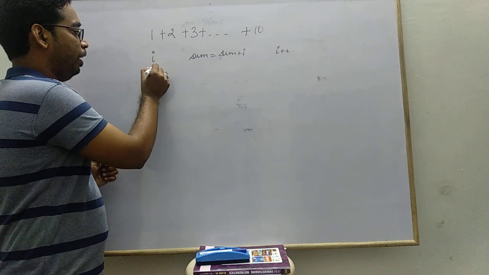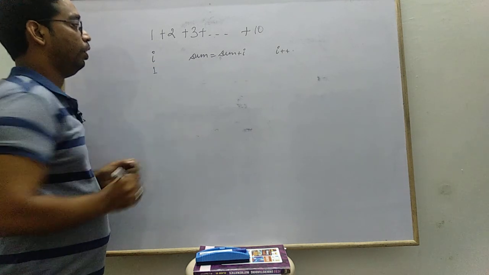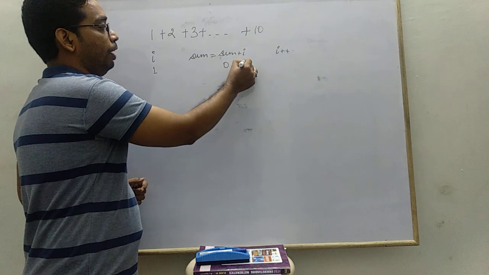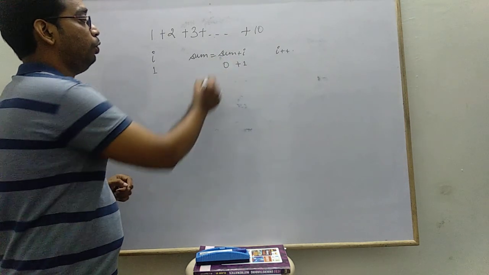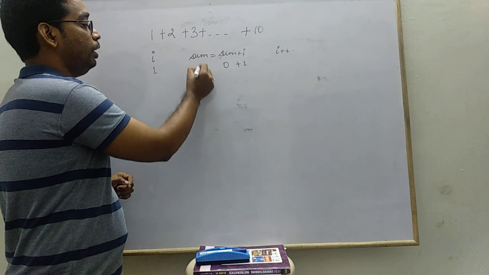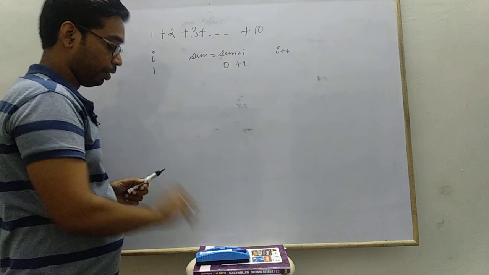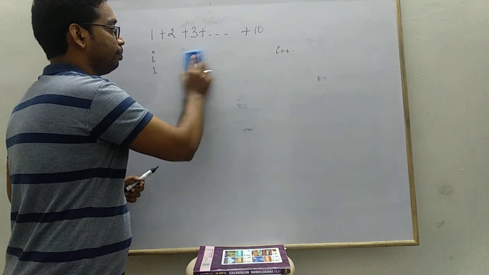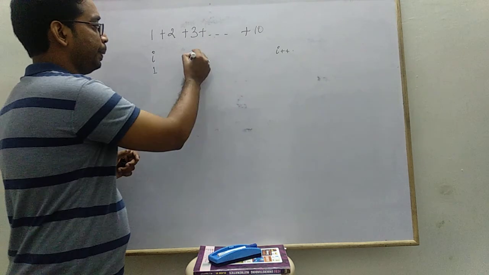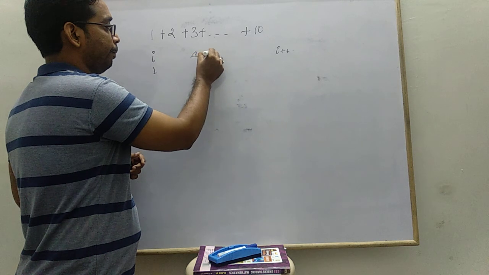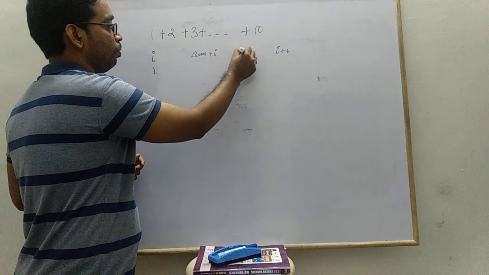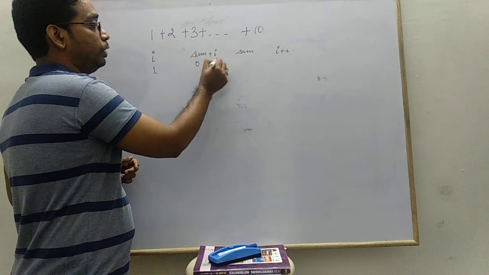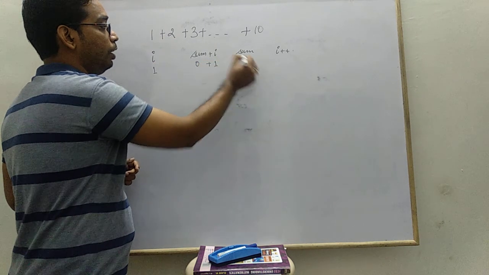Okay, so first of all, the value of I is 1. What is the value of sum? The value of sum is 0. And what is the value of I? The value of I is 1. So initially, the value of sum is 0, plus I, which is 1, so we are going to write 1 here.